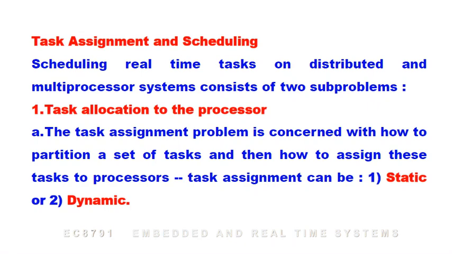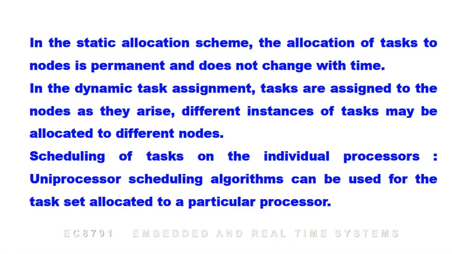The task assignment problem is concerned with how to partition a set of tasks and then how to assign these tasks to processors. Task assignment can be static or dynamic. In the static allocation scheme, the allocation of tasks to nodes is permanent and does not change with time. In dynamic task assignment, tasks are assigned to the nodes as they arise. Different instances of tasks may be allocated to different nodes.